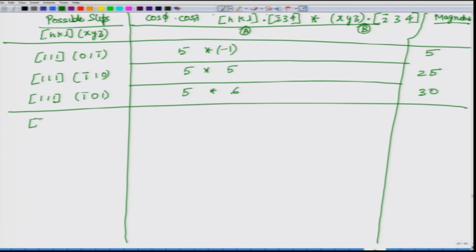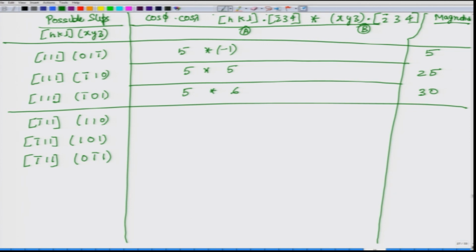Now, let us look at another possible one, which is bar 1 1 1. What are the planes that can contain it? 1 1 0, 1 0 1, and you can check for yourself. These are the only possibilities; we do not have any other possibilities here. And how do I find whether a particular direction is contained on a plane? I again do a dot product, and this dot product should be 0. So, that is how I find out.